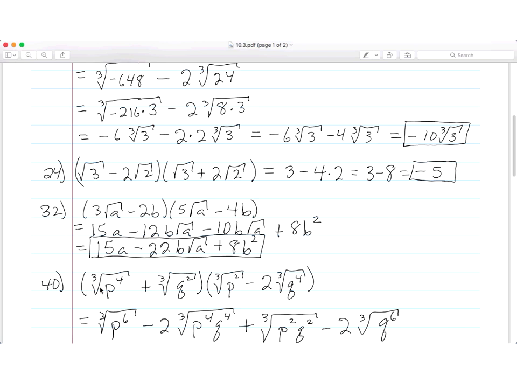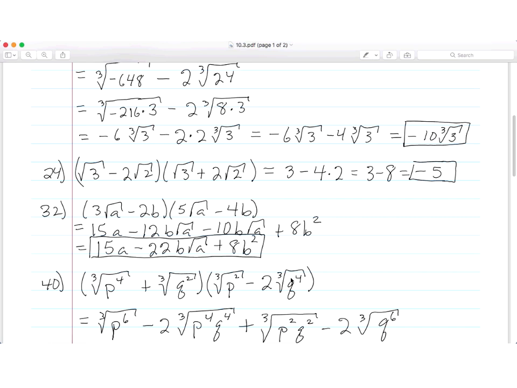Minus, well, a positive times a negative is a negative. 1 times 2 is 2. The cube root of p to the 4 times the cube root of q to the 4 is the cube root of p to the 4, q to the 4. Positive times positive is positive. The cube root of q squared times the cube root of p squared is the cube root of q squared, p squared. Then positive times negative is negative. 1 times 2 is 2.